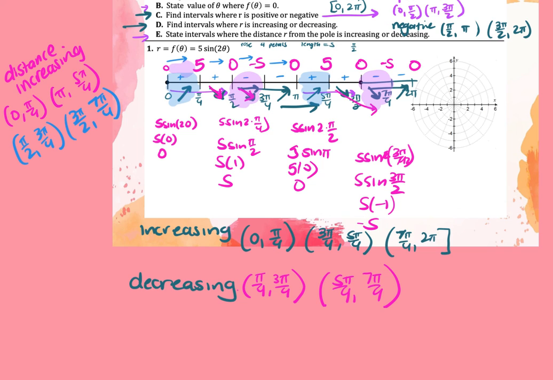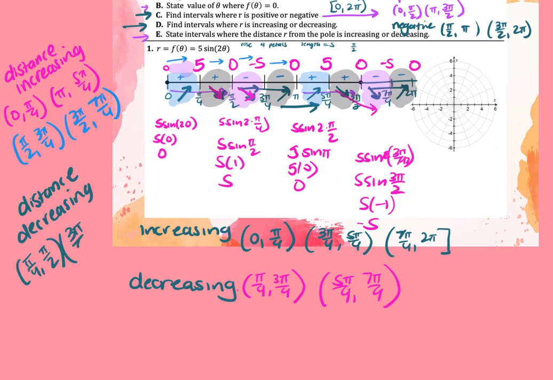Now we're going to look for where the distance is decreasing, which means positive and decreasing, positive and decreasing, positive and decreasing, and negative and increasing, negative and increasing, negative and increasing. So pi over 4 to pi over 2, 3 pi over 4 to pi, 5 pi over 4 to 3 pi over 2, and 7 pi over 4 to 2 pi.